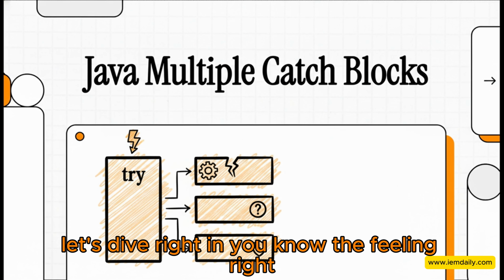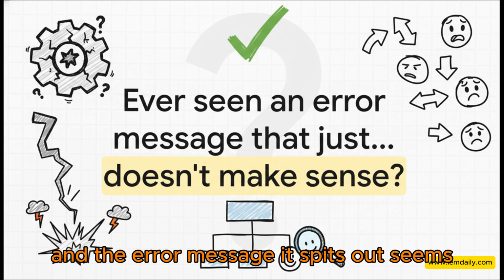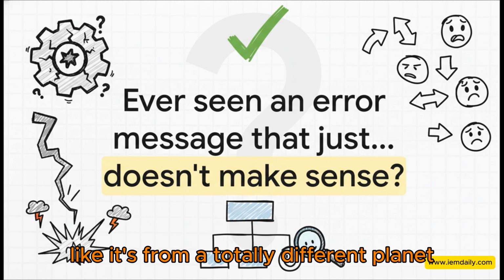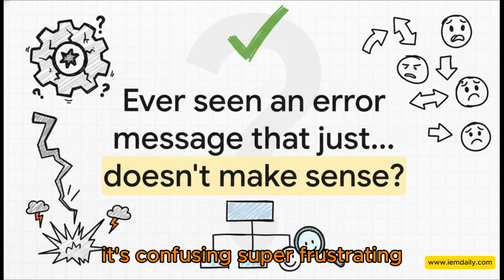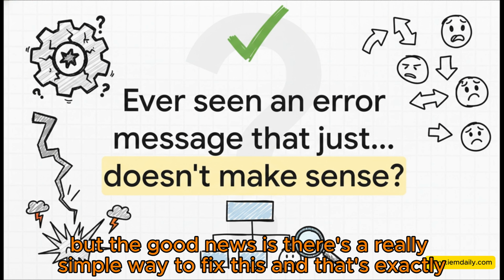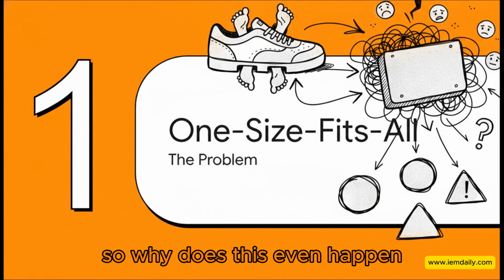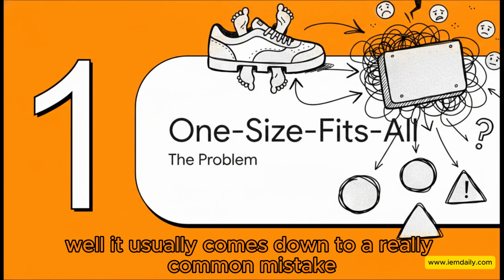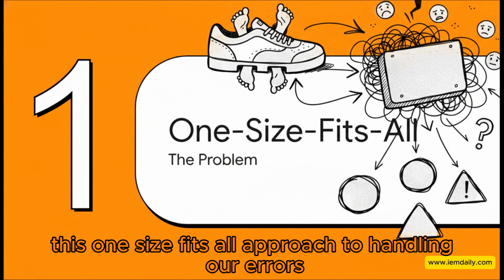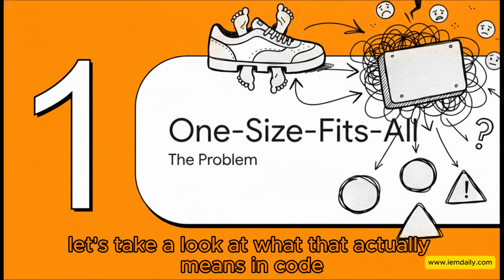Let's dive right in. You know the feeling, right? We've all been there. You run your code, it crashes, and the error message it spits out seems like it's from a totally different planet. It's confusing, super frustrating, and honestly, it's just a huge waste of time. But the good news is there's a really simple way to fix this, and that's exactly what we're going to walk through today. So why does this even happen? Well, it usually comes down to a really common mistake, this one-size-fits-all approach to handling our errors. Let's take a look at what that actually means in code.